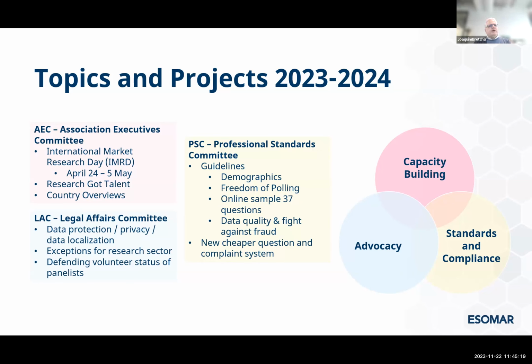We're starting with these 22 questions. And we need to review the code of conduct. So the National Code of Conduct of ESOMAR and the International Chamber of Commerce needs to be reviewed. So we are going to work, and it's going to be a big project for this coming year.